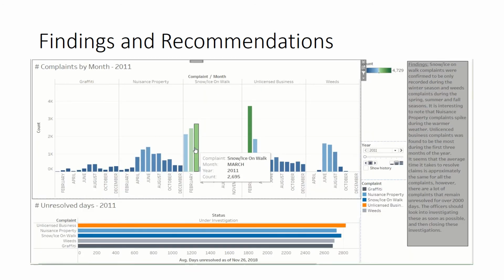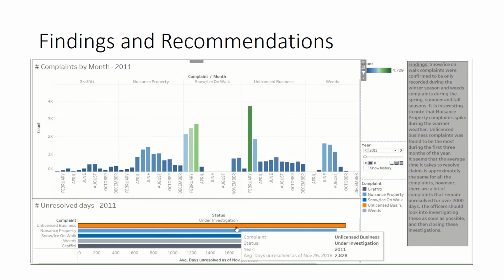As we expected, snow or ice on walk complaints were confirmed to be only recorded during the winter seasons. Weeds complaints were only found to be initiated during the spring, summer, and fall seasons. It was, as Murtaza indicated, very interesting to note that nuisance property complaints spiked during the warmer weather. Unlicensed business complaints were found to be the most during the first 3 months of the year.